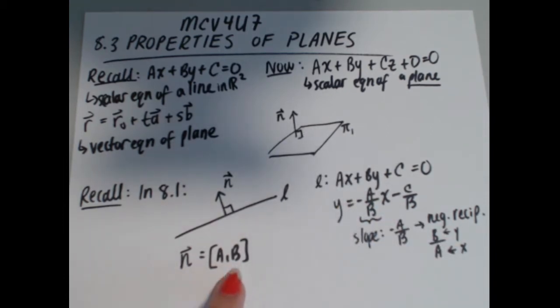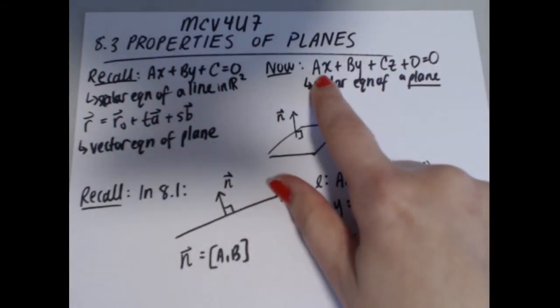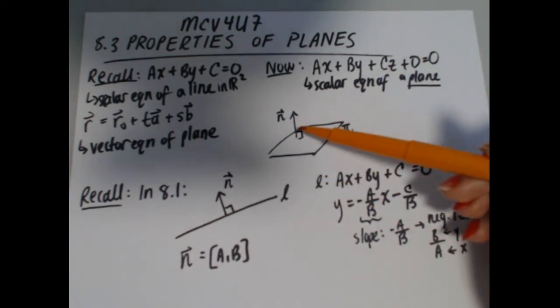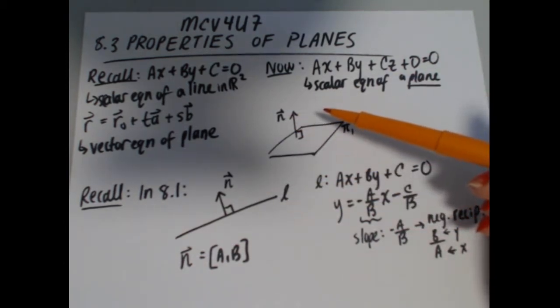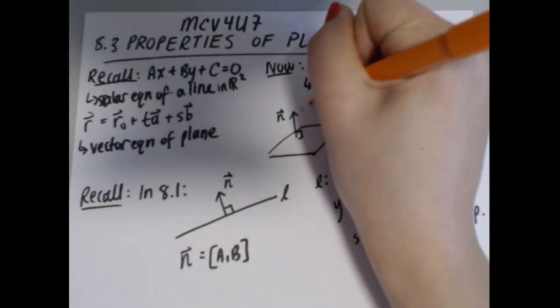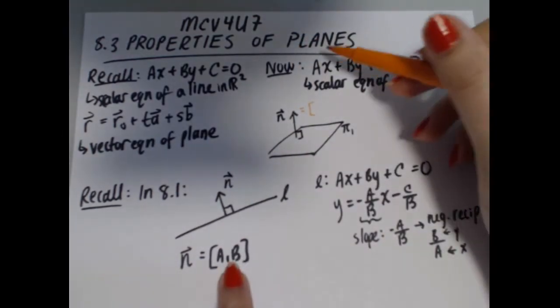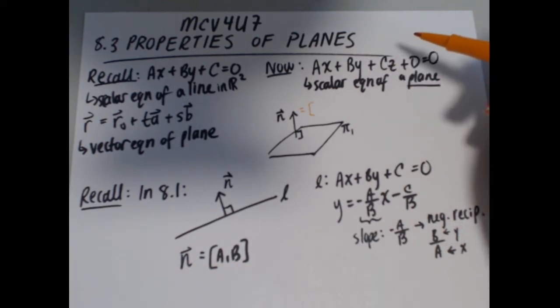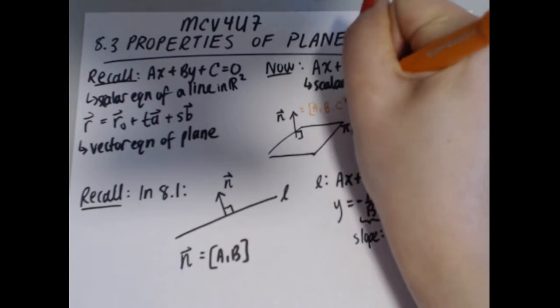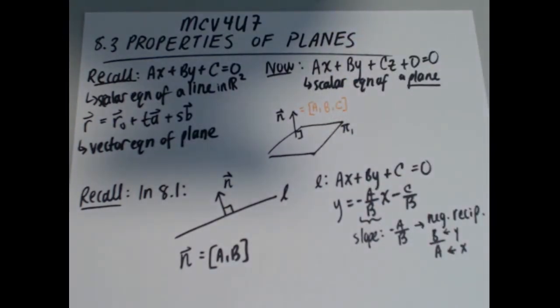So here we have my normal vector. The scalar equation of the plane is given by ax plus by plus cz plus d is equal to 0. Now, as opposed to 8.1 where we had the line in R2, this time we have this n value. It's in R3, in the third dimension. So this normal is going to be represented by, just like before, the coefficients of x, y, and now z. So it's given by a comma b comma c. And really that makes it so easy.